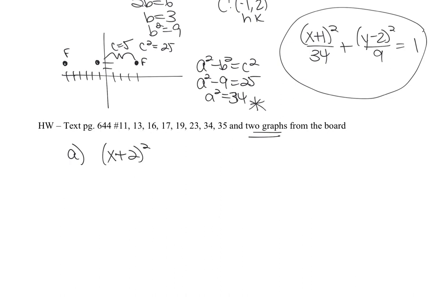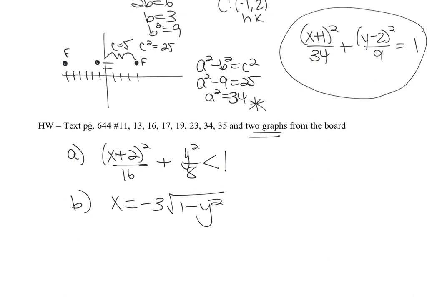So (x + 2)^2 over 16 plus y squared over 8 is less than 1. And x equals -3 times the square root of 1 minus y squared. And don't forget, I've already PDF'd your entire chapter, so you can go back to the post at the top of your classwork stream to find those problems. So this video complete is the first part of your assignment, and the second part, which is now due on Tuesday for you guys, is to complete this textbook assignment and graph these 2 ellipses.